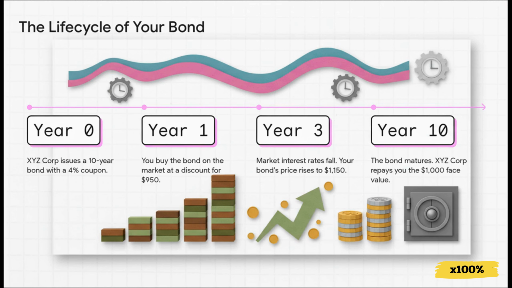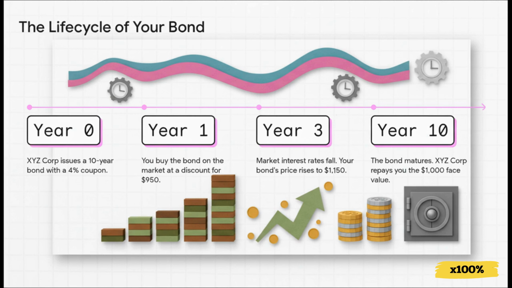In year 0, a company, XYZ Corp., issues a new 10-year bond with a 4% coupon, and it sells for the standard $1,000. Now let's jump forward a year. In year 1, rates across the market have gone up to 5%. That makes the 4% coupon on our XYZ bond look kind of weak. So the price-yield seesaw kicks in, and the bond's price falls. You see an opportunity and snag it on the open market for just $950. A great deal.